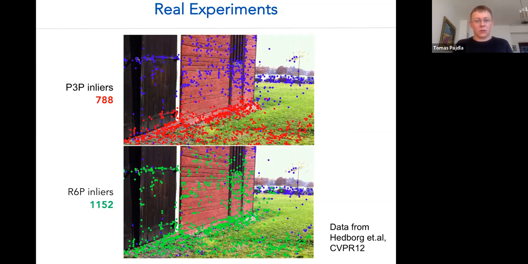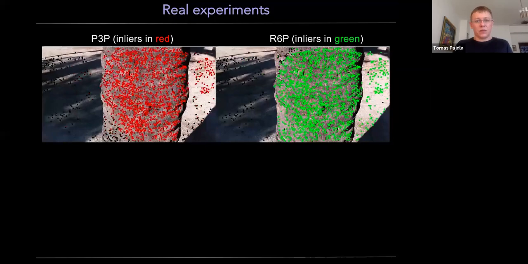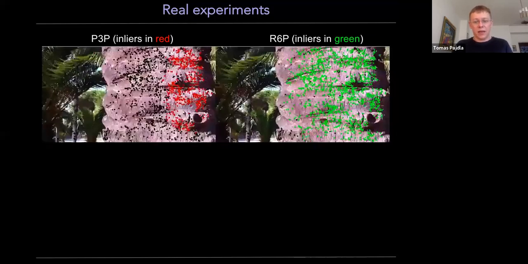Now we see that the rolling shutter model better models reality, since this is a rolling shutter camera moving in the world. This gives us an indication that our rolling shutter model is a better model of reality than the perspective model. So this was a static example. Now we can see a dynamic one.